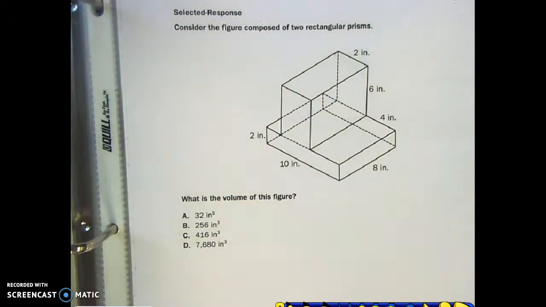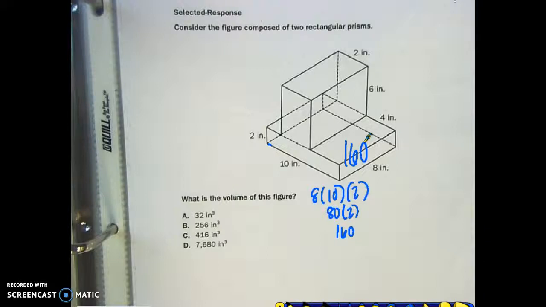The next one says, consider the figure composed of two rectangular prisms. What is the volume of this figure? To find the volume of a rectangular prism, you multiply the area of the base times the height of the rectangular prism. So this base is 8 times 10, and the height of the prism is 2 for the bottom prism. 8 times 10 is 80. 80 times 2 is 160. So for this bottom rectangular prism, the volume is 160.